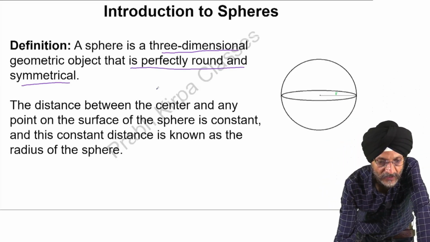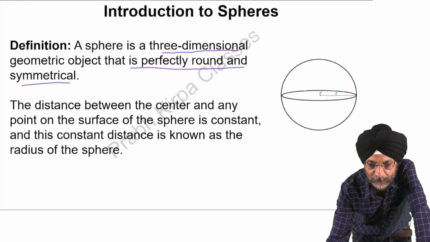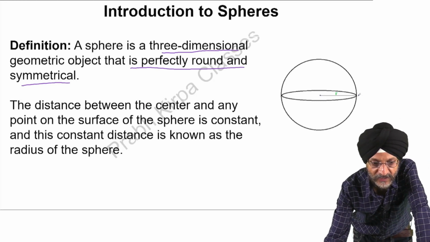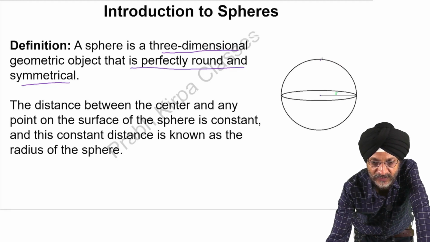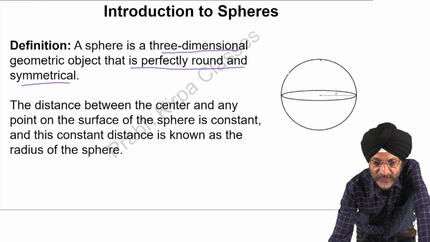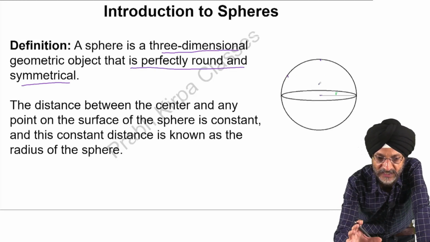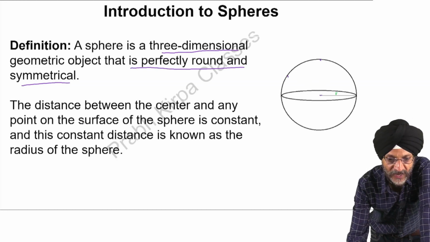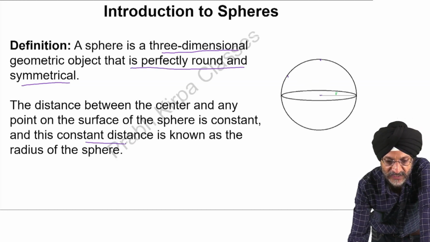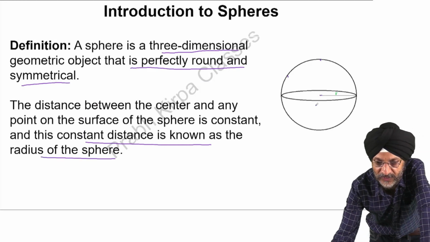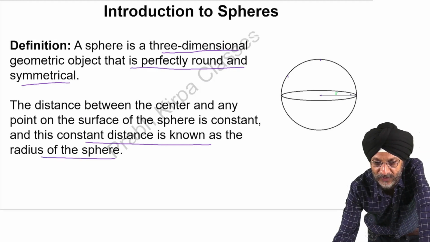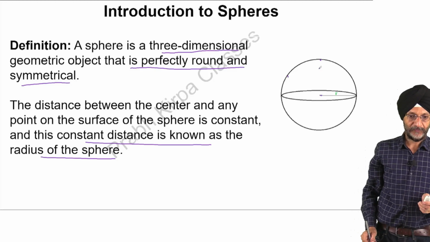Though the sphere does not have three distinct dimensions such as length, width and height, yet it is called three-dimensional object. The distance between the center, this is the center point, and any point on the surface of the sphere, these are the outer points. From this point to this point or this point to this point, the distance is the same, and this constant distance is known as radius of the sphere. This is the radius of the sphere. If we join this line to this point, this will also be known as radius of the sphere.